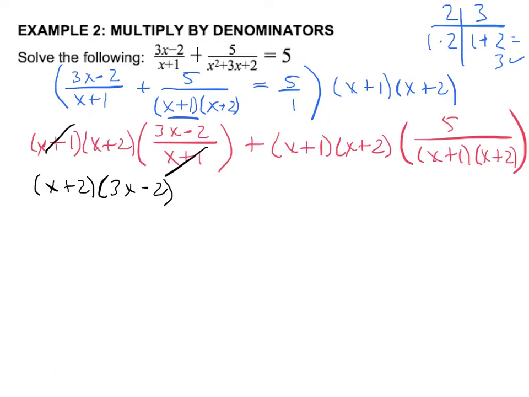Similarly, with the second expression, we can actually get rid of everything in our denominators and all of the complicated factors because they're in both the numerator and the denominator. So we're left with just plus 5. Now we can look at our right side and see that it's going to be 5 times x plus 1 times x plus 2.